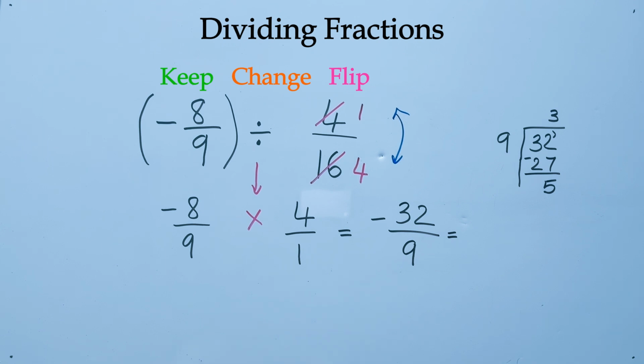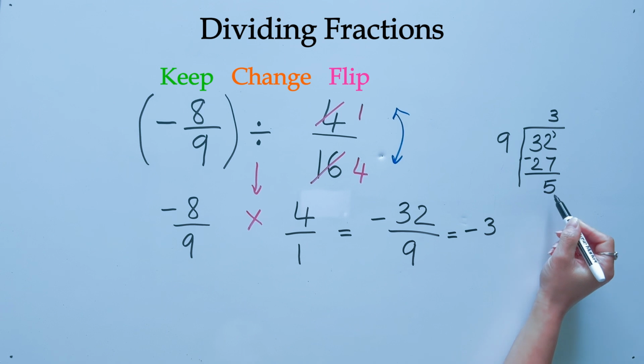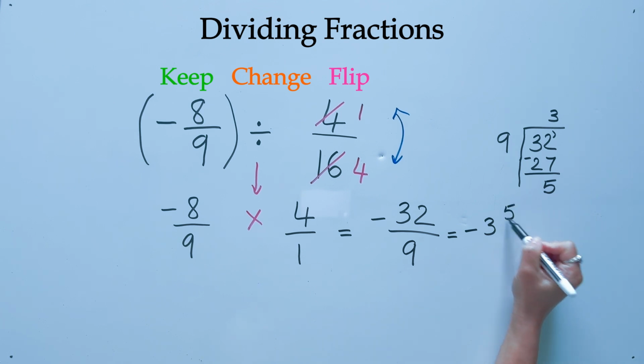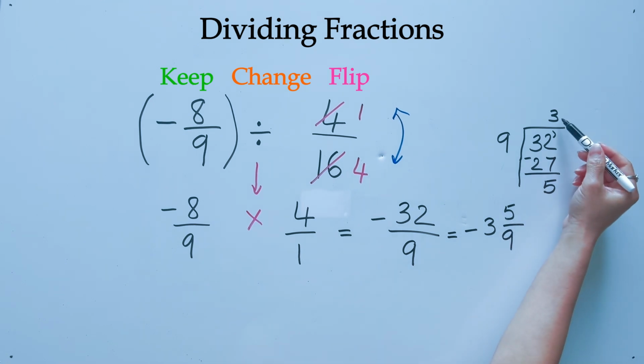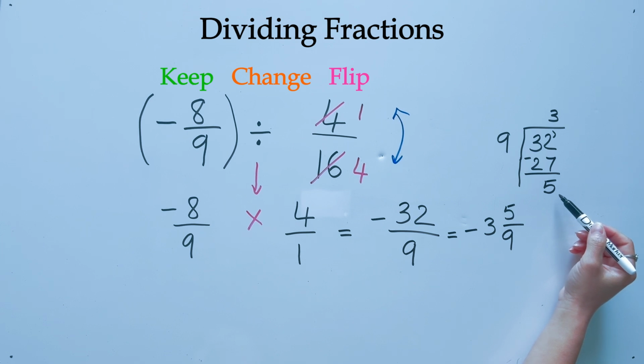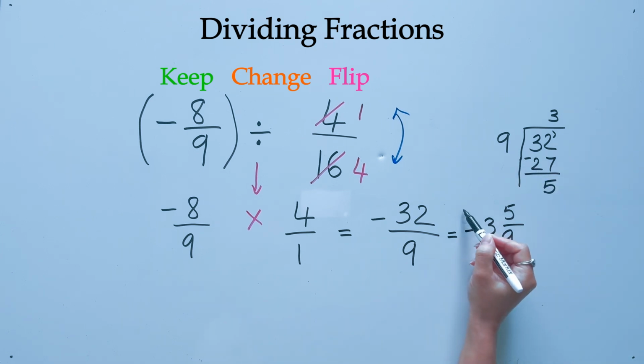And this is how you write negative 3. Remainder is 5. And 9 is the divisor. So: quotient, remainder, divisor.